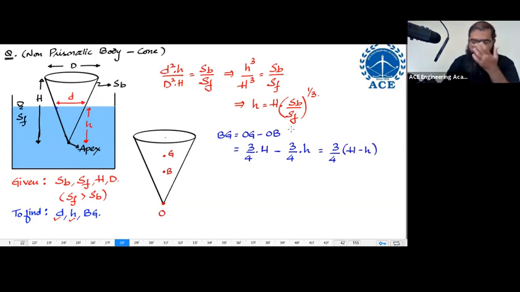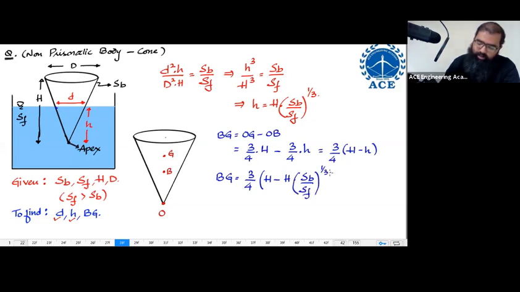Now in place of small h, I'm going to put in this value. So BG is equal to 3 by 4 of capital H minus capital H into (SB upon SF) whole power 1 by 3. From here, BG comes out to be 3 capital H by 4 into 1 minus (SB upon SF) power 1 by 3. This is the answer to the question.